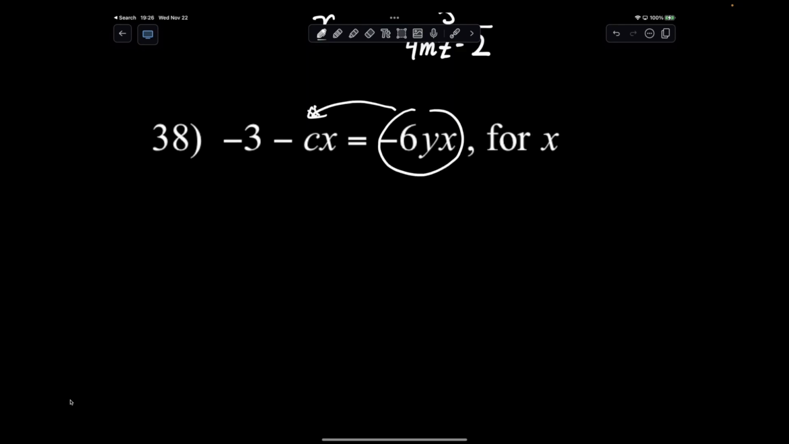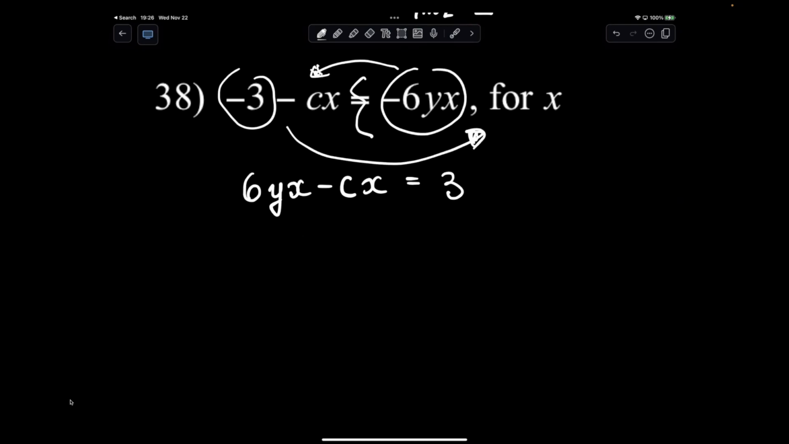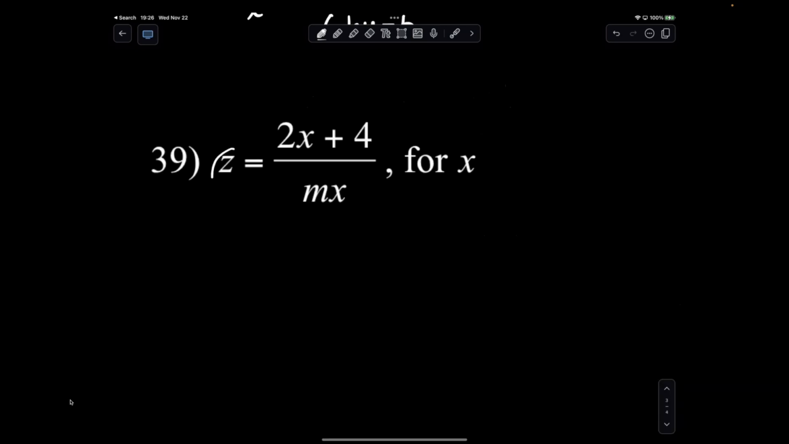Here I have, again, solving for x. Put it over here and then grab 3, put it over there. I just like positive numbers, you know. So 6yx minus cx will be equal to 3. Flipped it. All right. Then again, I can factor out x. 6y minus c will be equal to 3. And then we end up with a ratio of 3 to 6y minus c.